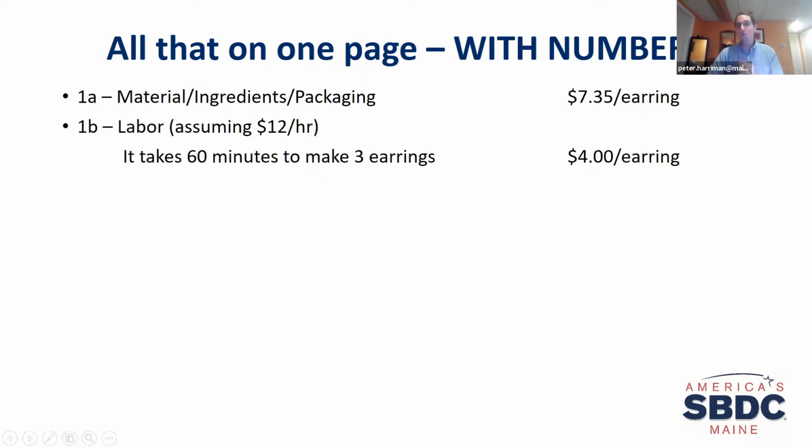And let's say we did decide we could understand how much labor went into the earring, and we didn't want to push that into indirect cost, right? So let's say it's $12 per hour that we pay someone, and it takes 60 minutes to make 3 earrings. So that comes out to $4 per earring, right? So we understand the direct costs.